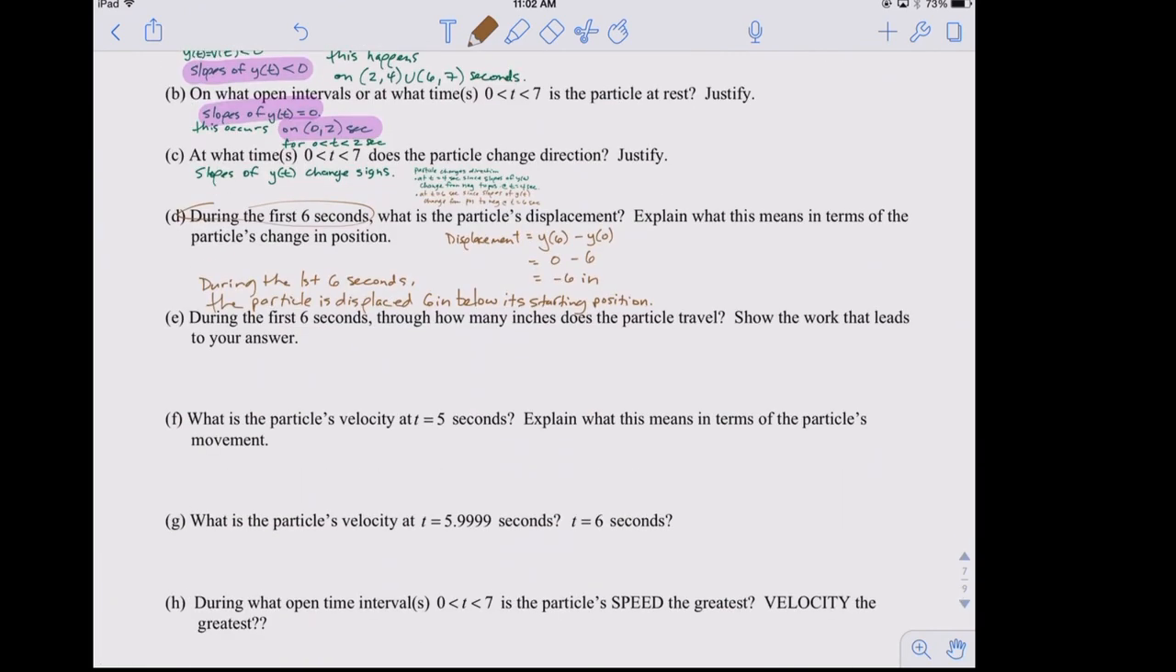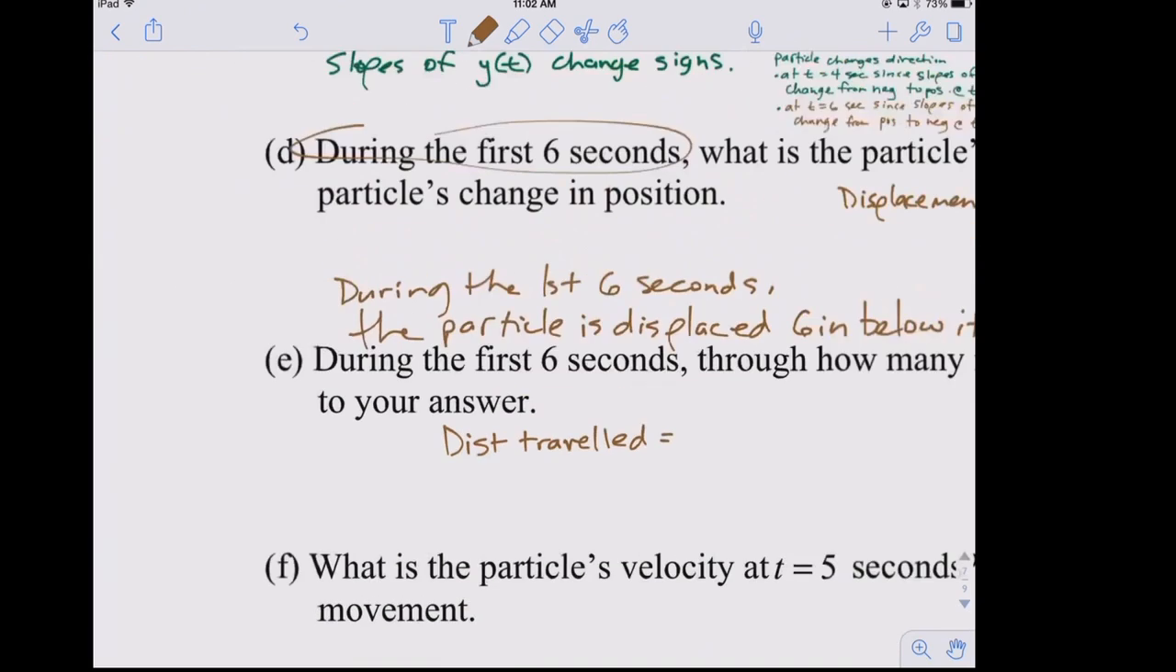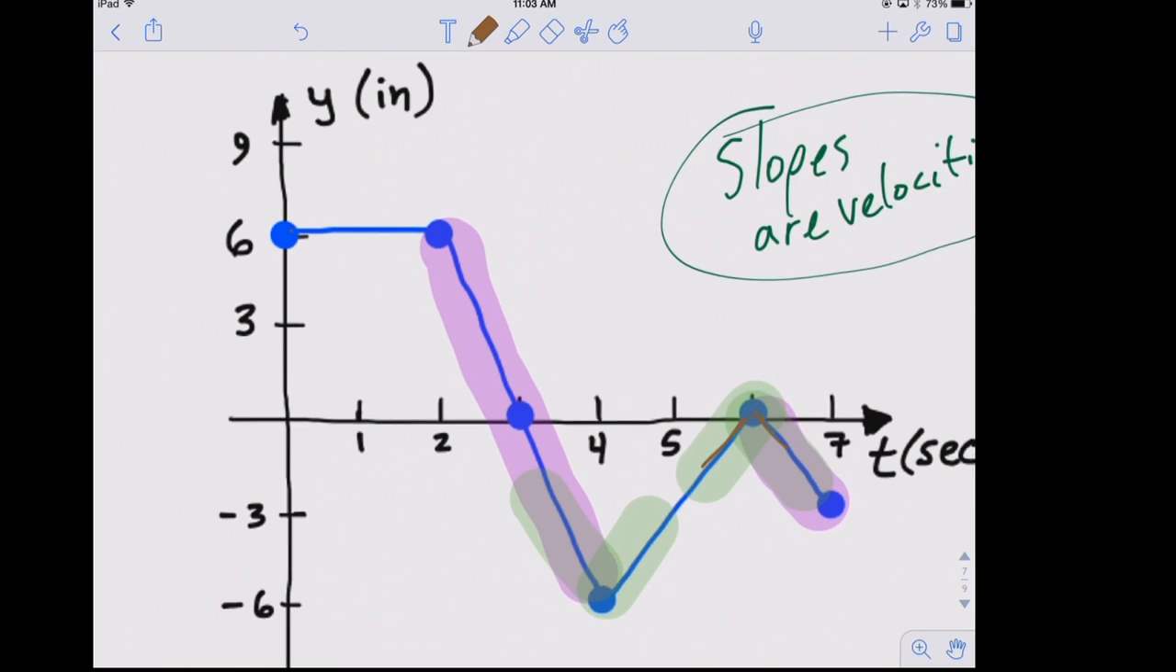All right. During the first 6 seconds, through how many inches does the particle travel? Is that the same as displacement? No. The total distance traveled is the total gross distance, not the net change in position. So if you're looking up here, does it travel anywhere from 0 to 2? No, because the slope, its velocity, is 0. So it stays at y equals 6 on the number line for the first 2 seconds.